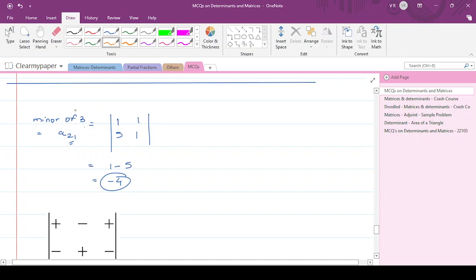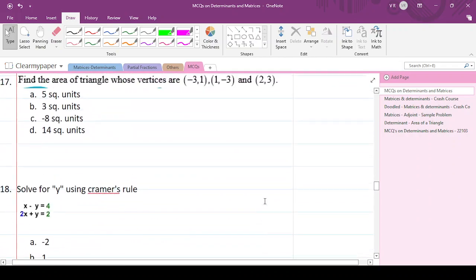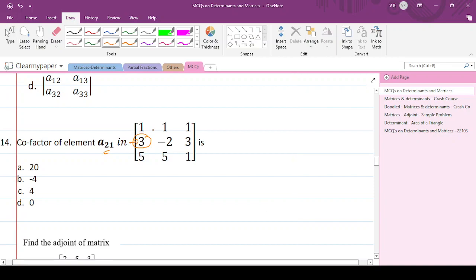This element is the second row, first column element, and we are taking this minor over here. If you remember, minor is nothing but the elements that are left over after deleting the row and the column. So if we are trying to find the cofactor of this element, ignore this row and ignore this column. Whatever is left, you take the determinant of that: 1, 1 and 5, 1. Okay, so 1, 1, 5, 1 is your determinant here.